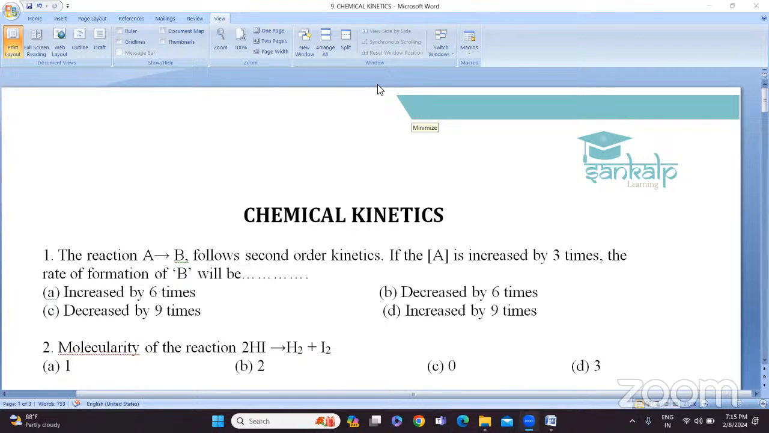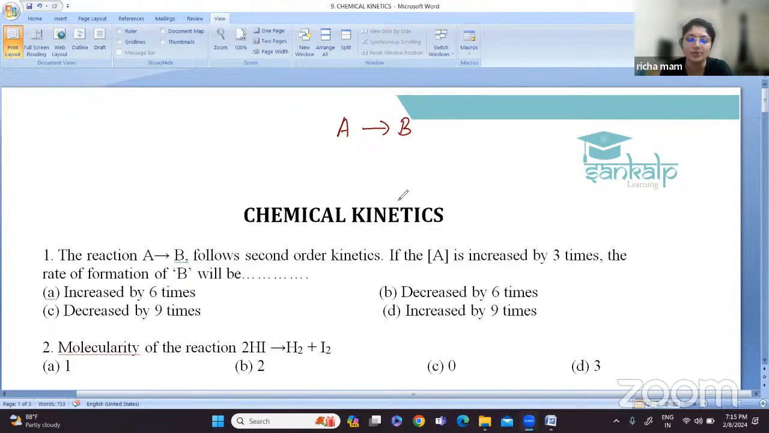Let me tell you the answer now. When you are talking about second order kinetics, for the reaction A giving you the product B, the rate is given as k[A]^2. Here they have increased the concentration of A by 3 times. Then what will happen to the rate of reaction?